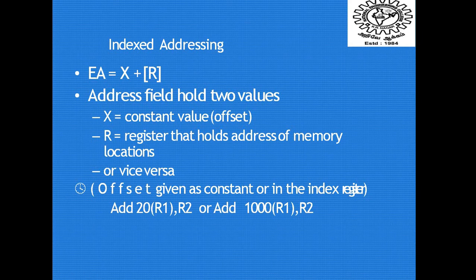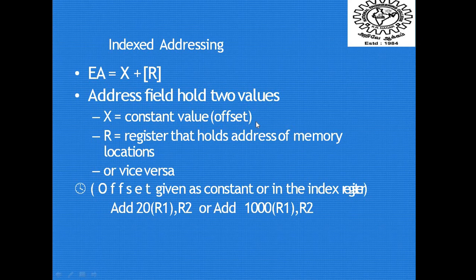Think of an index in a book. I know many of you read books regularly and have the practice of how to read a book. The effective address is equal to X plus R. Here X is a constant value, an offset value, and R is a register, or vice versa. So the effective address is nothing but an indexed value.